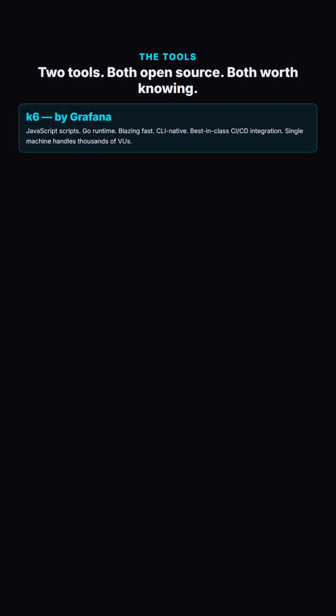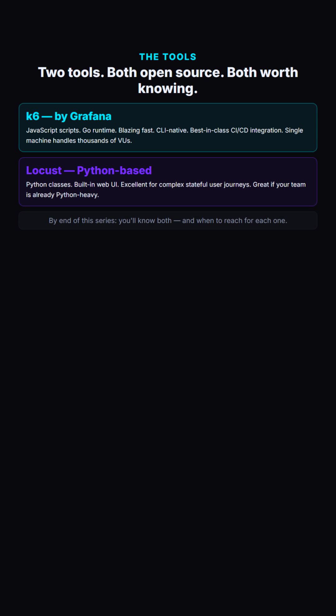In this series we are going to use 2 tools, and I want to give you a quick preview of both so you know what is coming. The first is K6, made by Grafana Labs. K6 is a modern, developer-friendly load testing tool where you write your test scripts in JavaScript. Under the hood it runs on Go, which means it is extremely fast and resource efficient. A single laptop can simulate thousands of virtual users with K6. It runs from the command line, integrates cleanly with CI/CD pipelines, and produces structured output that you can send to dashboards and monitoring systems. It is my go-to recommendation for most teams starting with load testing today.